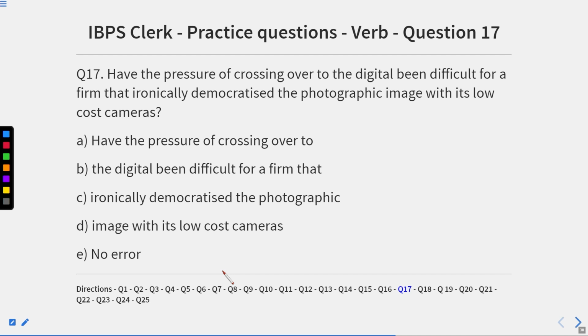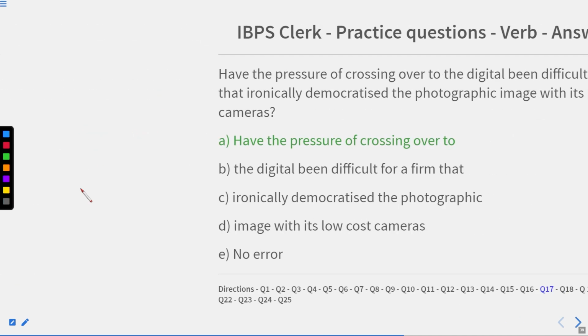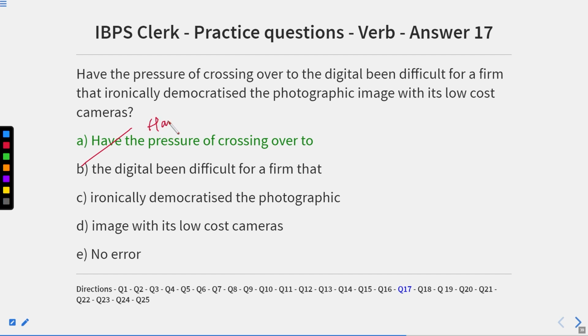Have the pressure of crossing over to the digital been difficult for a firm that ironically democratized the photographic image with its low cost cameras? So we know very well that pressure is singular, and if it is singular or uncountable, it should be used with the singular form of verb. Because this is an interrogative sentence, we have used the helping verb in the beginning of the sentence. So this have should be replaced with has. So the error is in part A. So A is the correct answer. That is fine. Now let us move to the next one.